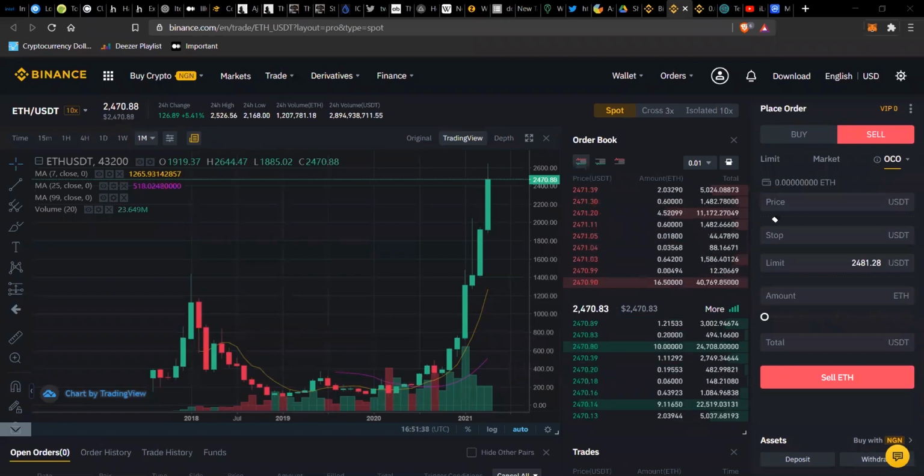So if I want to set an OCO trade, what I'll do is over here, the first segment is my price, which is my main target. So I bought this coin at $2,473. I want to sell it at $3,000. 3,000 is what I'll place here because that is my target price.